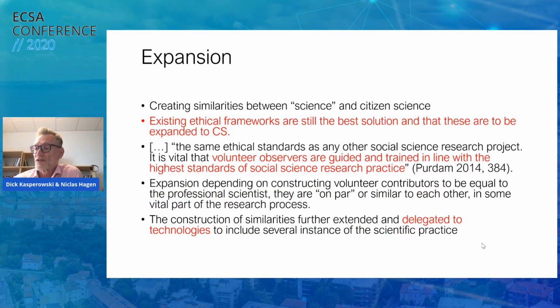Expansion then is the last of these themes of ethical boundary work. Expansion relies on the thought that science already has ethical frameworks in place, and these are still the best solution, and that these are to be expanded to citizen science alike. However, relying on very thorough training of participants is not always compatible with the mobilization of larger segments of the citizenry. For instance, that volunteer observers are guided and trained in line with the highest standards of social science research practice.